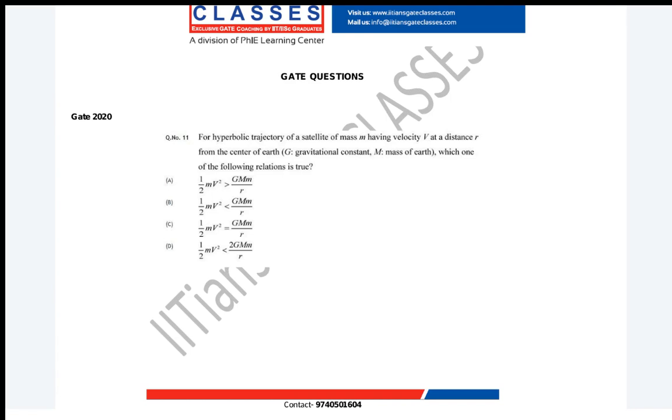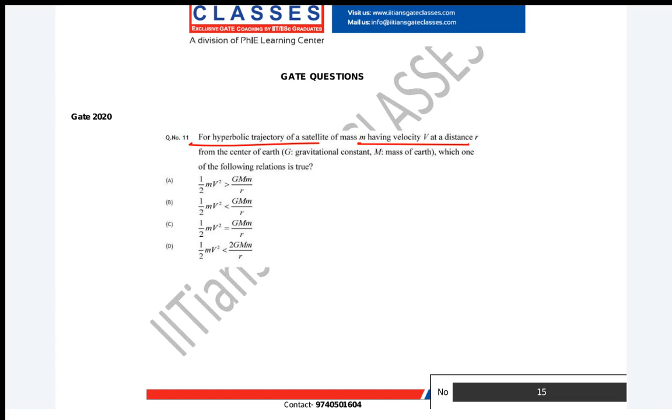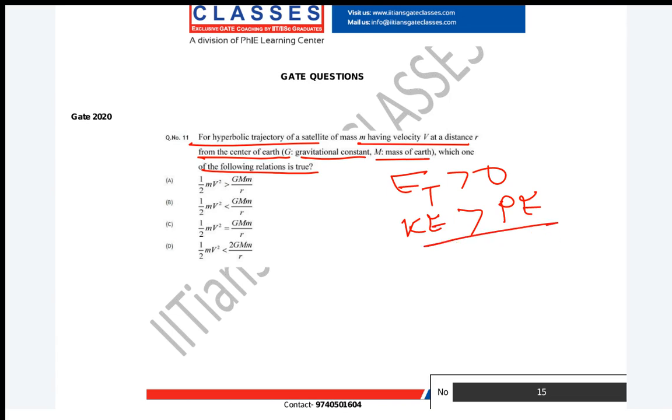Okay. So let's see this first question, what it says. For a hyperbolic trajectory of a satellite of mass m having velocity v at radius r from the center of Earth, G is the gravitational constant, M is the mass of Earth, which one of the following relations is true? So we know for a hyperbolic trajectory ET is greater than zero, so that means your kinetic energy is greater than your potential energy, right? So that means 1 by 2 mv square is greater than GMm by r.